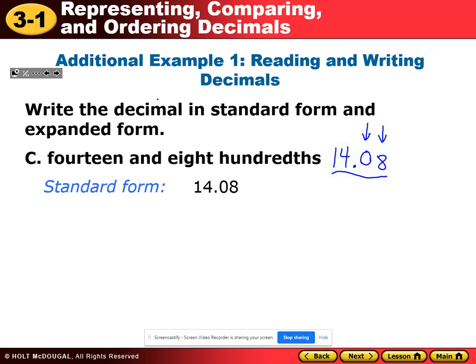Now in the expanded form, this one is where it becomes a little bit fun. So now we start looking at every non-zero number. 1 is a non-zero number. So that's in the tens place, right? So we would write 1 and then a 0 to hold the place value.